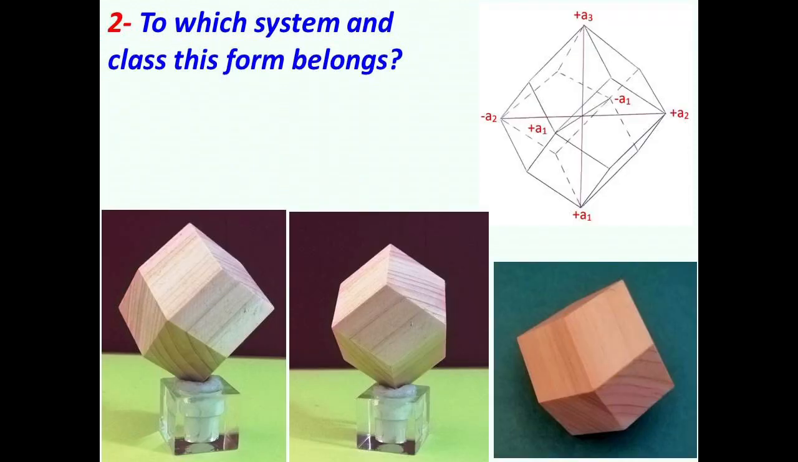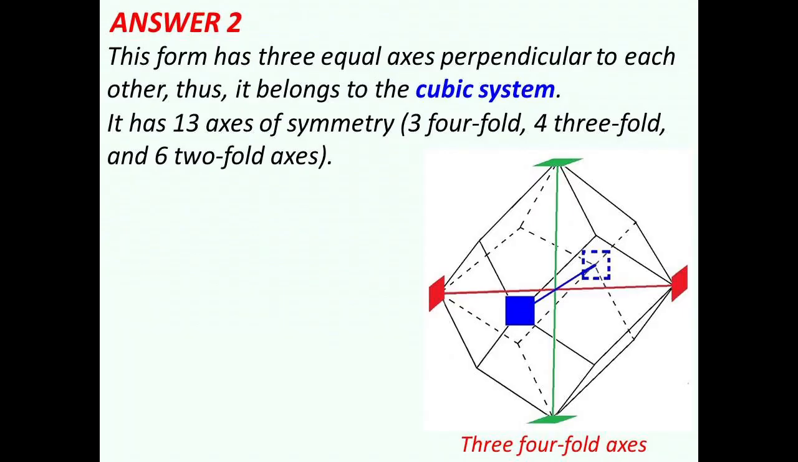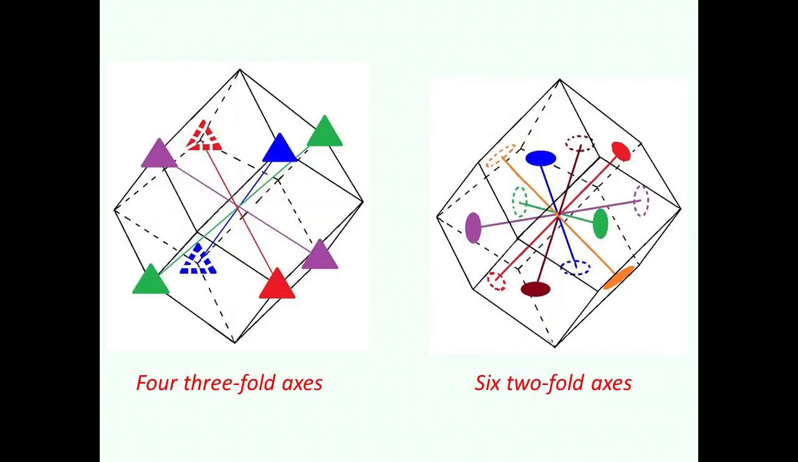2. To which system and class does this form belong? Answer 2. This form has 3 equal axes perpendicular to each other. Thus, it belongs to the cubic system. It has 13 axes of symmetry, 3 4-fold, 4 3-fold, and 6 2-fold axes.